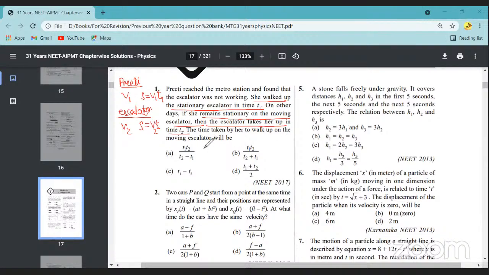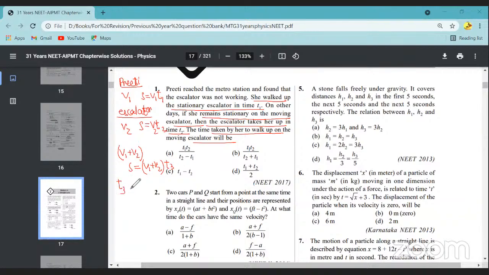As a third, the time taken by her to walk up on the moving escalator. In the third case, she is also moving on the escalator and the escalator is also moving. So now effectively at what speed are they moving? Effectively Priti is moving with V1 plus V2 speed, isn't it? So now we can write S equal to V1 plus V2 into T3. That T3 we want to find.